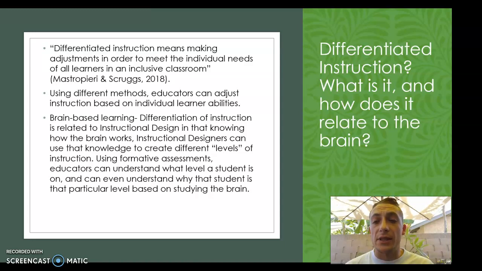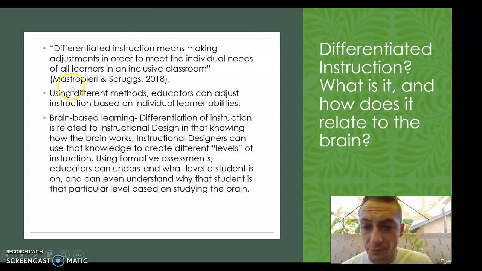And then how does this relate to brain-based learning? Well, differentiation of instruction is related to instructional design, in that knowing how the brain works, instructional designers can use that knowledge to create different levels of instruction or tiers. Using formative assessments, educators can understand what level a student is on and can even understand why that student is at that particular level based on studying the brain.